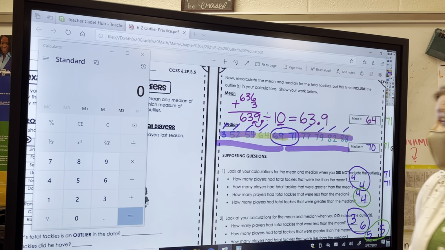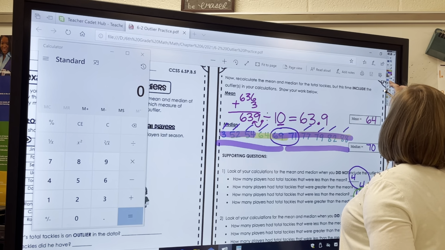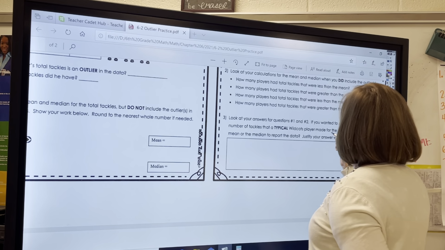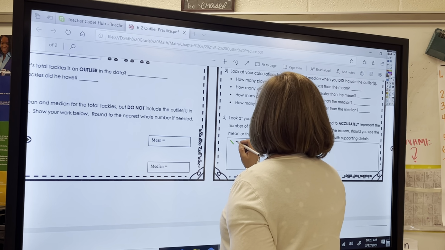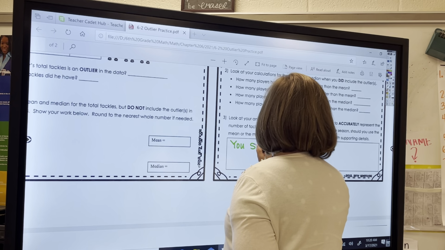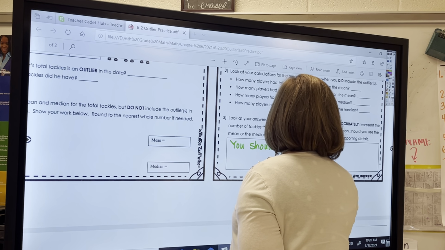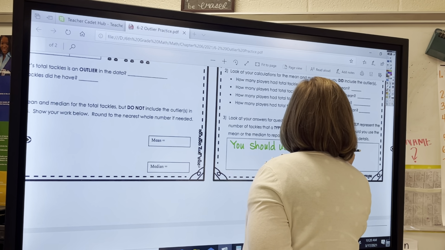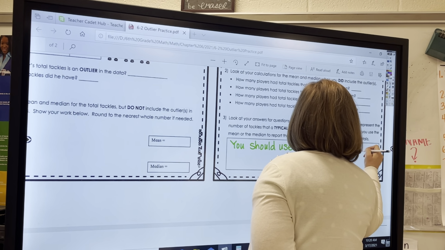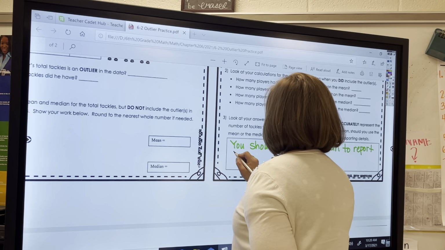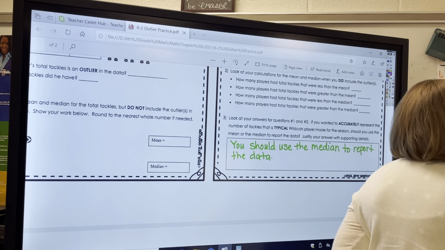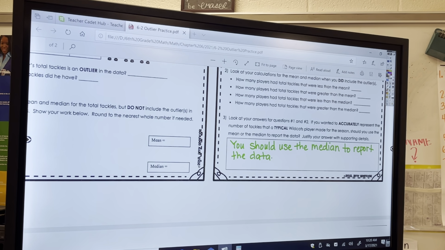So you need to write that. Let me get there. So tell me how we can write that. Let's see. You should use the median to report the data. Did the outlier affect the median as much as it affected the mean? No.